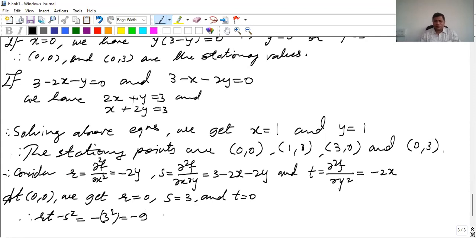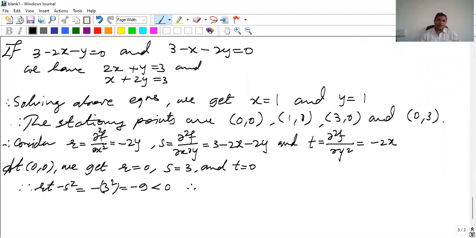We write it like this. So, is it greater than 0 or less than 0? Less than 0. So, what can we conclude? The function has neither maxima nor minima. Yes, this is the saddle point. So, f has, but you have to write this first.